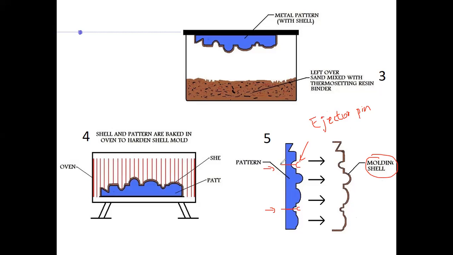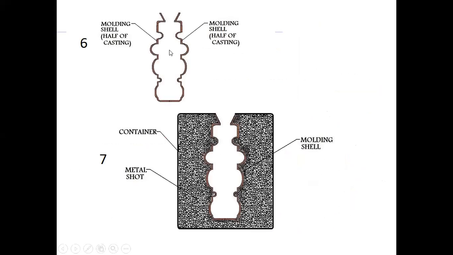So now, with the help of these ejector pins, you have removed this molding shell and you have the molding shell with you. This is the output from the fifth step. Now, that was just one half, right? You'll make another half, join them together and place them in a container with this backing material. The backing material changes, but it will basically be a supporting element. It will support this shell structure.